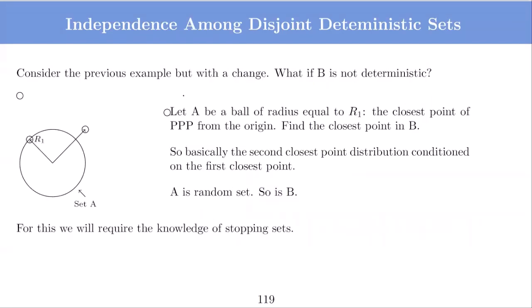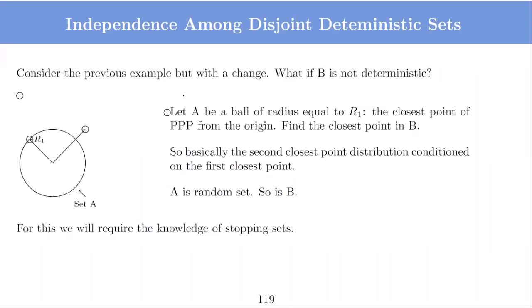Now, what if I want to change this question a little bit? Instead of A being a deterministic set, I want to make it random. So let A be a ball of radius equal to R1, where R1 is the closest point of the PPP from the origin. Find the closest point in B, which is the complement of A. So now here A is random. In the previous example, A was a ball of radius R.